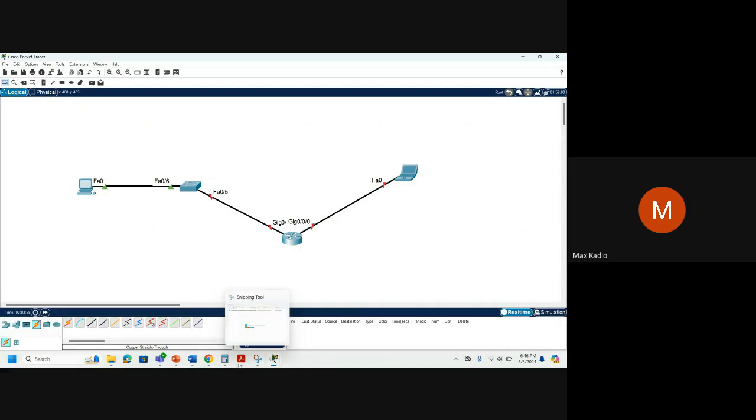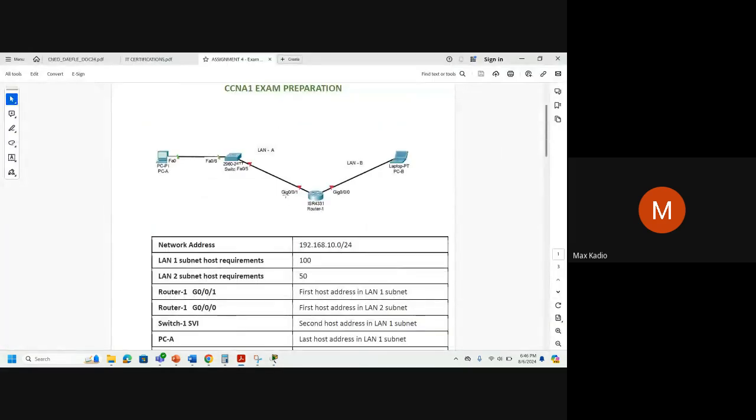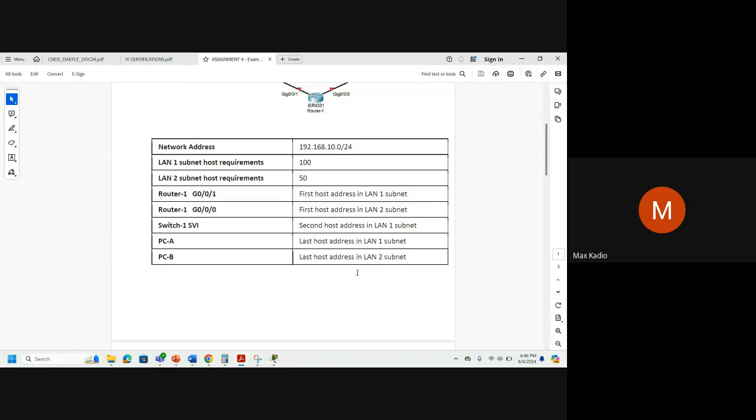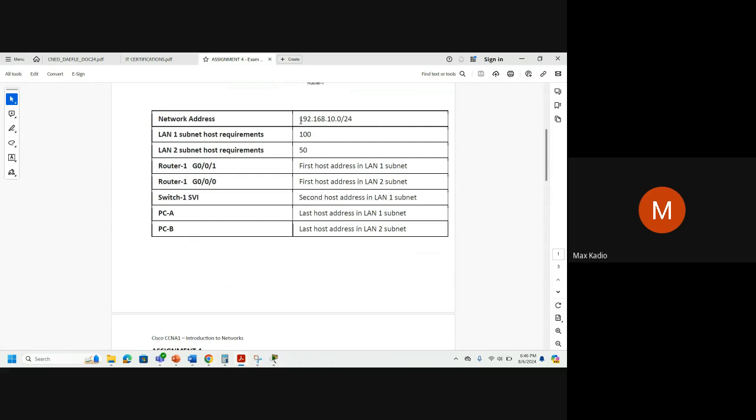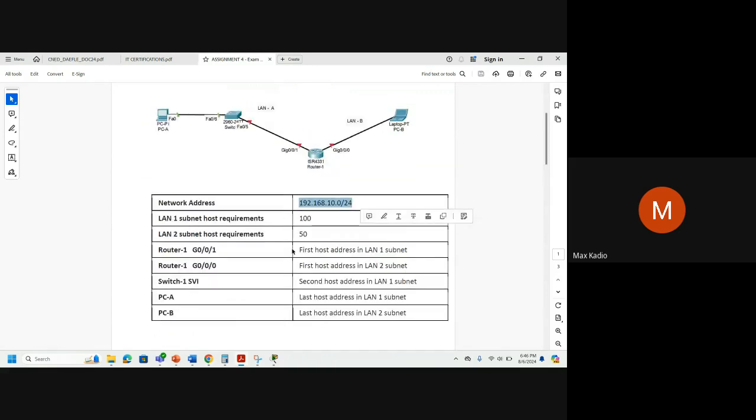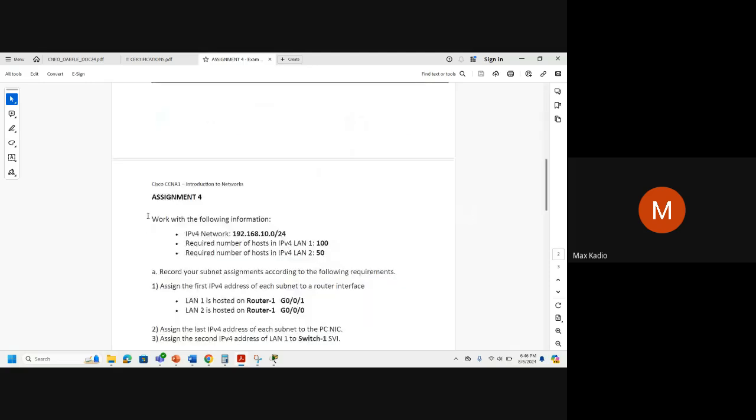So now we did our design, and this is the network we need to use to assign stuff. Work with the following information. This is our network, 192.168.10.0. And from there, in LAN A or LAN 1, we need 100 hosts.